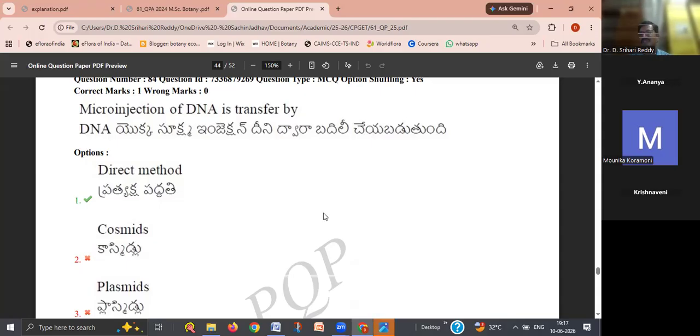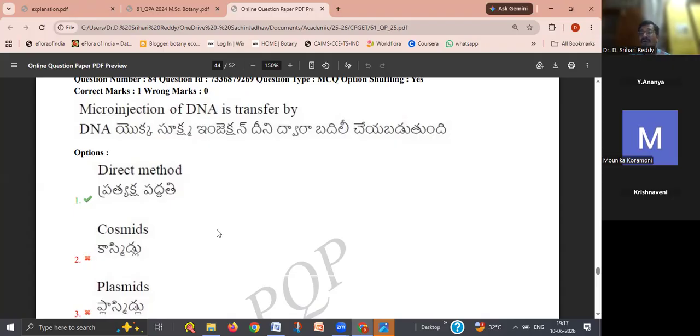So genes, in the form of DNA, are transferred from one organism to another organism. For example, to produce transgenic plants, you know, BT cotton. BT cotton is produced by transferring the Bacillus thuringiensis gene, the BT toxin gene. Bacillus thuringiensis is a bacterium. From the bacterium, that BT gene is transferred into the cotton plant. So that plant is called BT cotton.